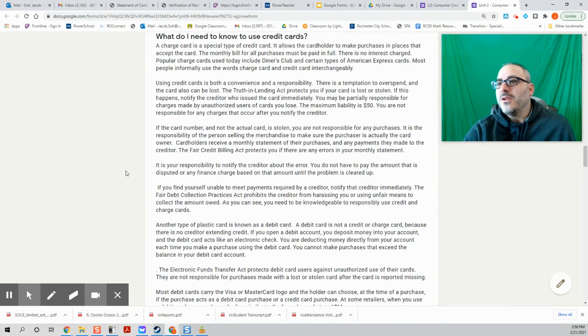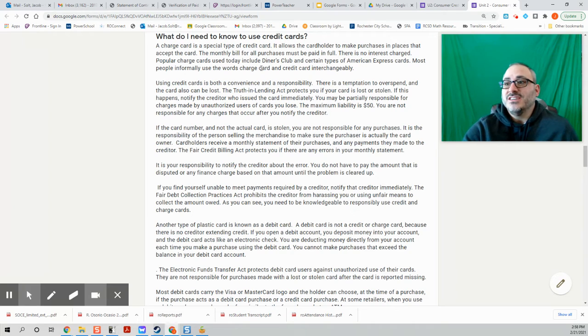All right. What do I need to know to use credit cards, continued? Well, a charge card is a special kind of credit card. It allows the cardholder to make purchases in places that accept the card. The monthly bill for all purchases must be paid in full. So that's a charge card, not used as often. You've got to pay it off every month, right? There's no interest charge on an actual charge card.